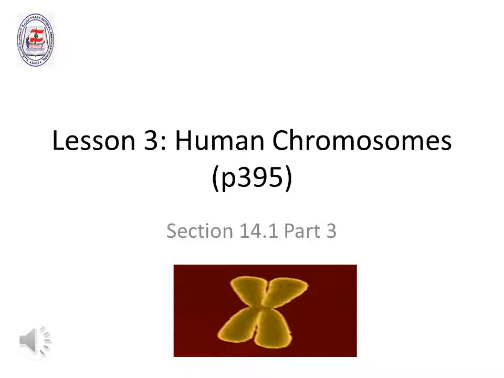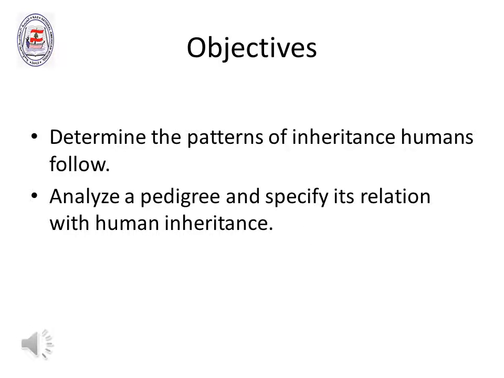We're going to continue lesson number 3 on human chromosomes. This is part 3. The objective is to determine the patterns of inheritance humans follow, analyze a pedigree, and specify its relation with human inheritance.